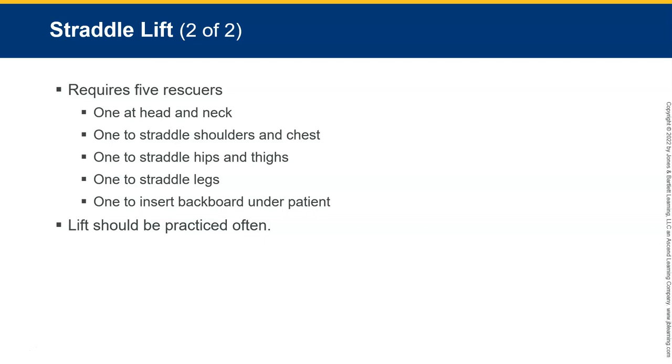So that particular lift that we talked about, the straddle lift, requires 5 rescuers. So 1 at the head and neck, 1 to straddle the shoulders and chest, 1 to straddle the hips and thighs, 1 for the legs, and 1 to insert the backboard. So the most difficult part of this technique is coordinating the lifting so the patient's raised just enough to slide the backboard under the patient.